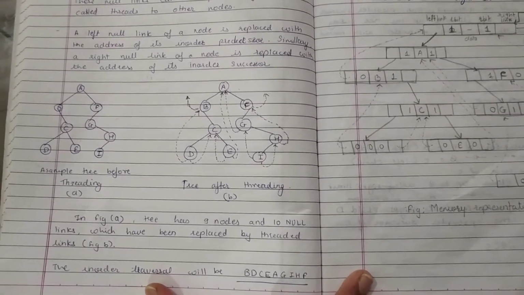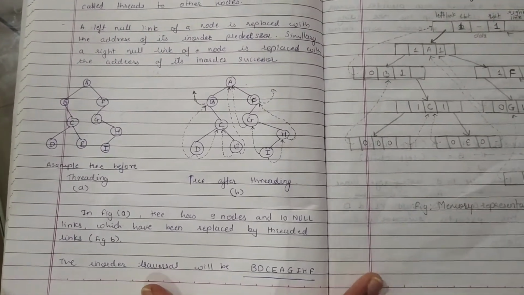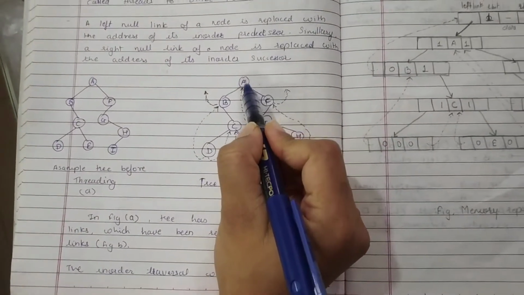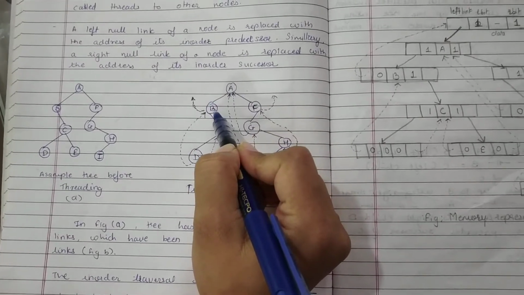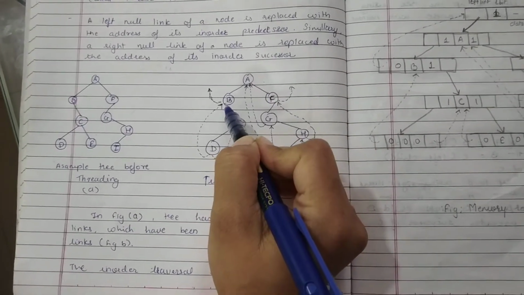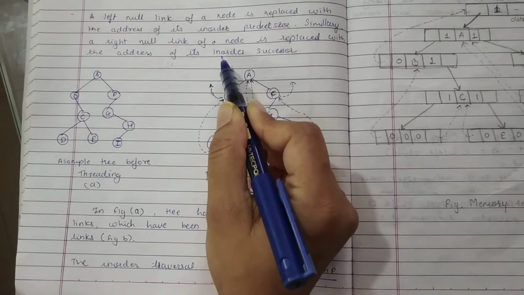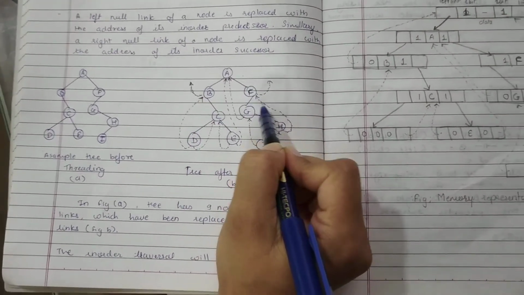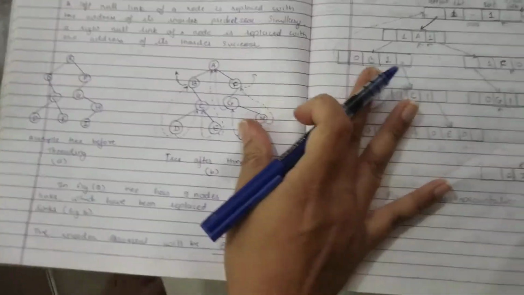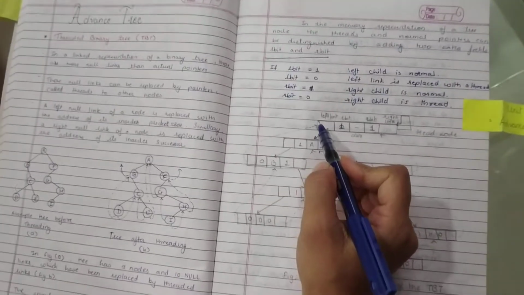That tree has 9 nodes and 10 null links which have been replaced by threads in the second diagram, that is the tree after threading. Here A is the root node and A has a left child and right child, so no thread is used here, that is B and F. But B does not have a left child, B has only a right child, so B should be linked with a different node. Similarly, here F does not have a right child, so F should be linked with a different node, which is called a thread.